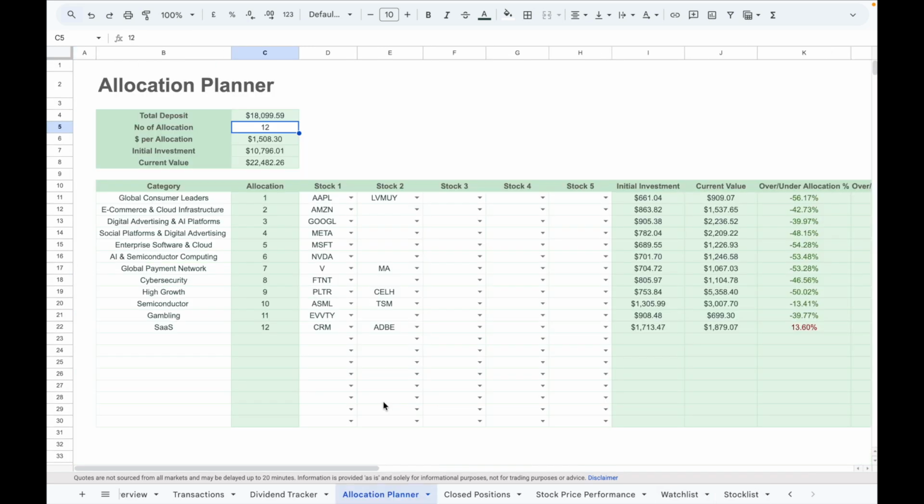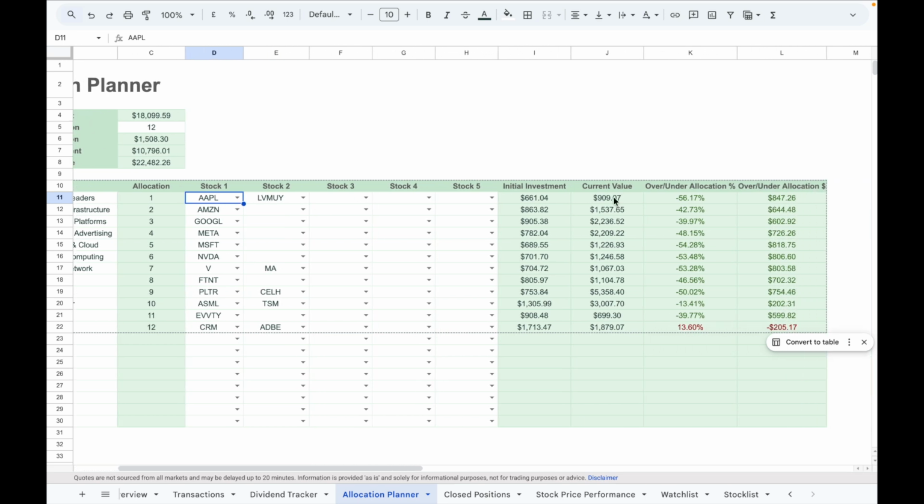Next, the Allocation Planner tab helps you plan how much capital to allocate to each stock category. Enter the number of allocations you want in your portfolio. For example, if you have deposited 18,000 and want 12 allocations, the tracker will automatically calculate the amount per allocation. Enter a category name for each allocation and select up to 5 stocks per category from the drop-down list. The tracker will indicate whether each category is over-allocated or under-allocated, green for under-allocated and red for over-allocated.